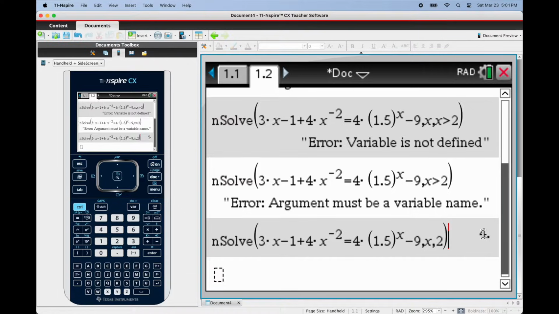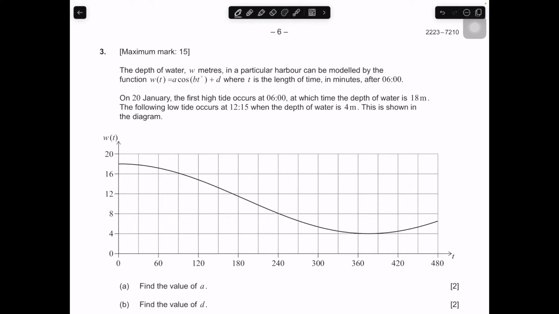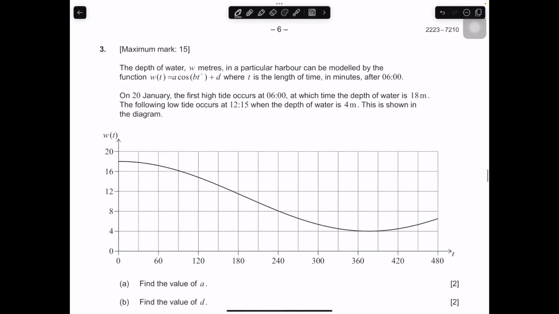Okay, let's go on to question 3. So here we have a 15-mark question. Let's read it. The depth of water, W meters, in a particular harbor can be modeled by the function W(t) equals A cos Bt plus D, where t is the length of time in minutes after 6 in the morning.